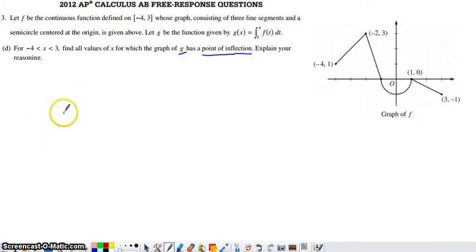And concavity is determined by the second derivative. When the second derivative is positive, our function's concave up. When the second derivative is negative, our function's concave down. So we would need to figure out where the second derivative of g changes signs, and before we can determine that, we're going to need the second derivative of g.